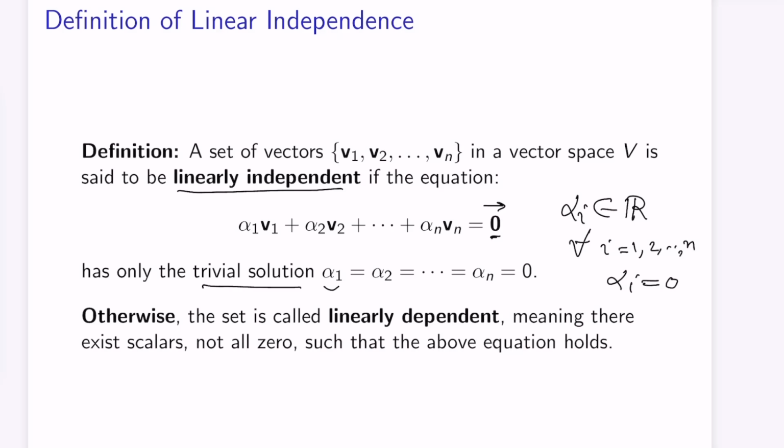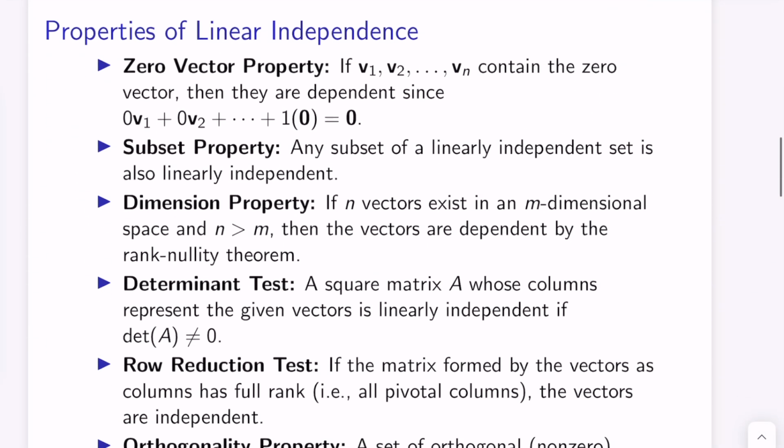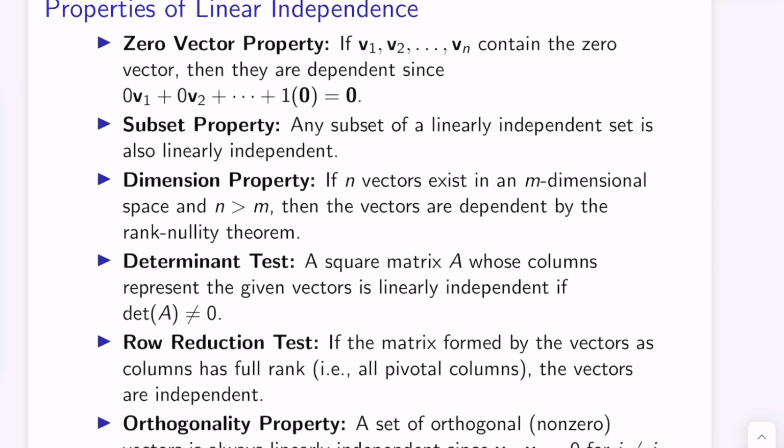Okay, so it means that there exist scalars, not all zero, such that the above equation goes to 0. So for linear independence, every alpha i must be 0. You can write in a compact notation the sum of alpha i vi, i running from 1 to n, is equal to the zero vector, the same equation as above. Okay, so let us see the properties of linear independence.